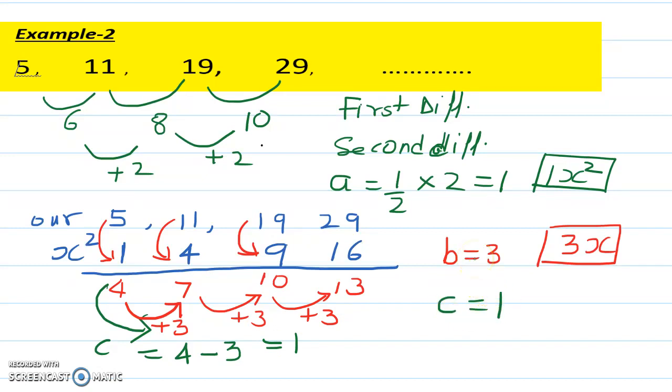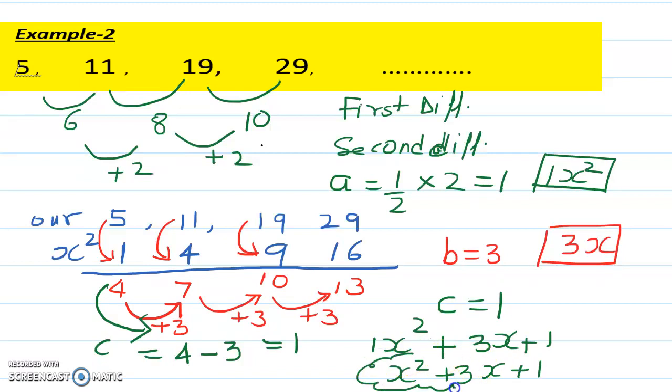So let's put A, B, C in the quadratic equation. So we have got 1x square. Let's write down here 1x square. 1 we don't write in algebra, but I'm writing it to make you understand. And B is 3x and C is 1, that is plus 1. So let's write down plus 1. So our final answer is x square plus 3x plus 1, and this is giving you the nth term of the quadratic sequence. So x square plus 3x plus 1.